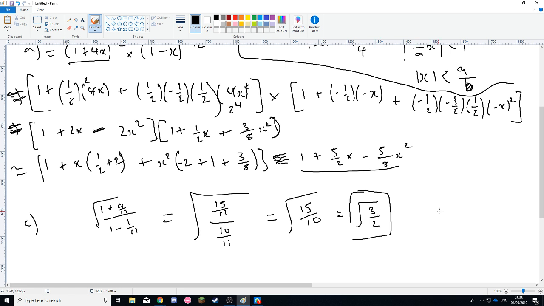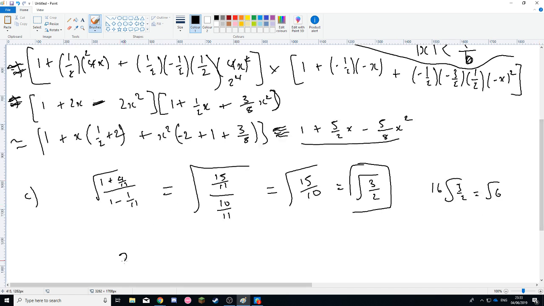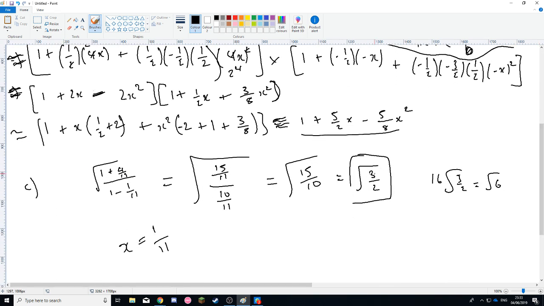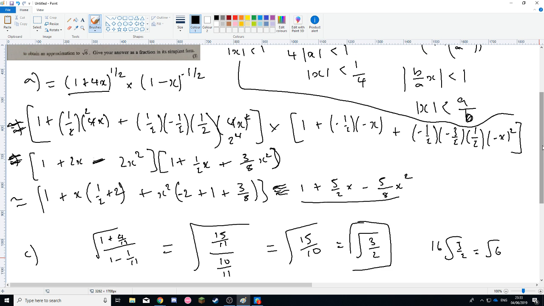So to get 6 out of 3 over 2, you have to multiply by 4. But because it's in a root, you're multiplying this by 16, and that's the key thing. So what I'm saying essentially is 16 root 3 over 2 is root 6 exactly. So if you use the approximation x equals 1 over 11 and substitute that into your series expansion from part A, 1 plus 5 over 2x minus 5 over 8x squared, you will get root 3 over 2, not root 6. So once you get root 3 over 2, just multiply that value by 16, and that will be your approximate root 6 as a fraction in simplest form.